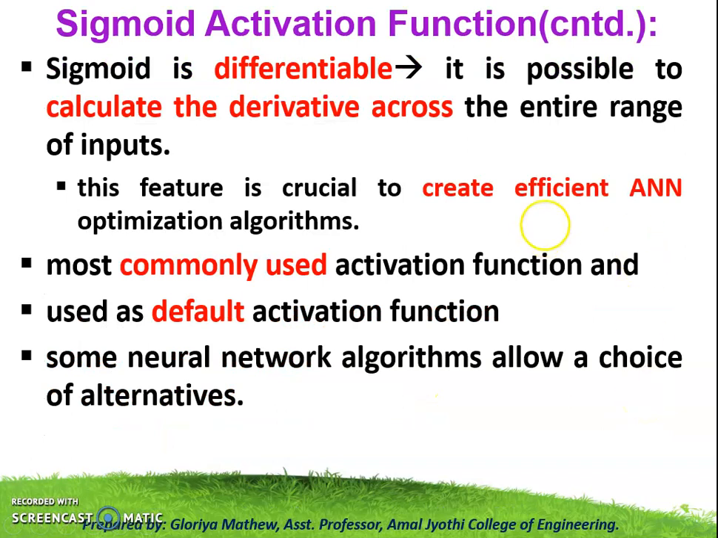The sigmoid activation function is differentiable, which indicates that it is possible to calculate the derivative across the entire range of input. This feature is crucial to create efficient artificial neural network optimization algorithms. It is the most commonly used activation function and is used as the default activation function. Some neural network algorithms allow a choice of alternatives.